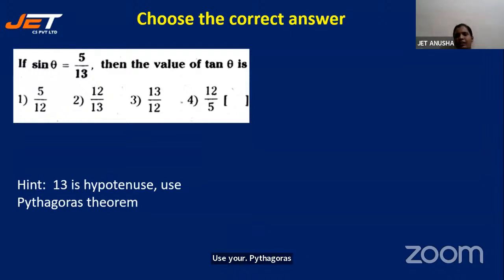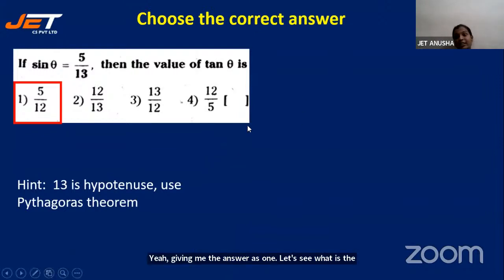Prasad 1, Abhi 1, Gayatri 4, Shravanya 1, Rakesh 1, Sirisha 1. So many are giving me the answer as 1. If you are giving me the answer as 1, let's see what is the correct answer. The correct answer is absolutely 5/12. Very good. Almost everyone gave me the correct answer.